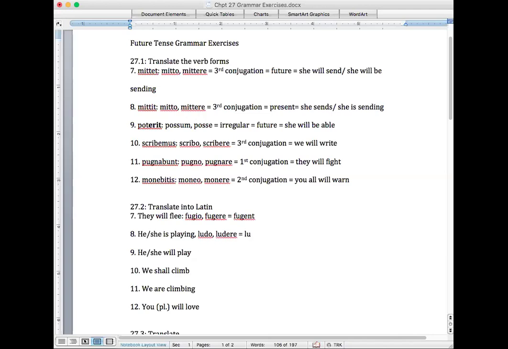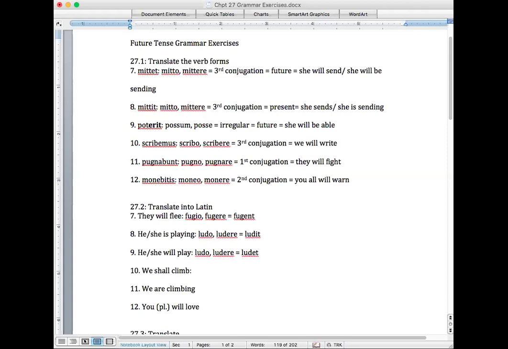So same deal. You'll have, ooh, that is the future. We want a present. So again, pay attention to what you're doing. So they will flee keeps the E because it's future. He, she, or it is playing. So that's going to change the E to the I for present. These look the same. Okay. So now he, she, or it will play. We've got ludo, ludere, which is still third. So now I need the E. So hopefully you can kind of start to see the difference here.